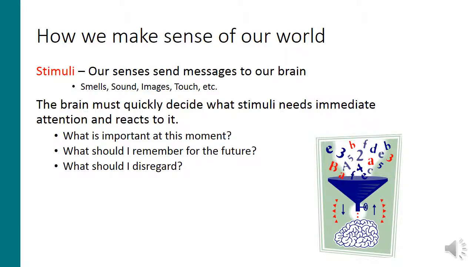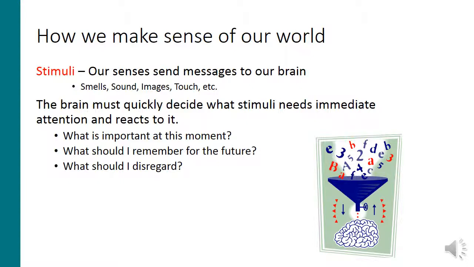So we really don't think about this very often, but there is so much information that is coming into our brain seconds at a time. And so we call all that information stimuli, and we get that information through our senses. So what do we smell? What do we hear? What do we see? What do we touch? What do we taste? All of this is stimuli, and the brain has to quickly decide what stimuli needs immediate attention, and then it reacts to it. So this is where our short and long-term memory comes in, as well as discarding information that we deem is not important.